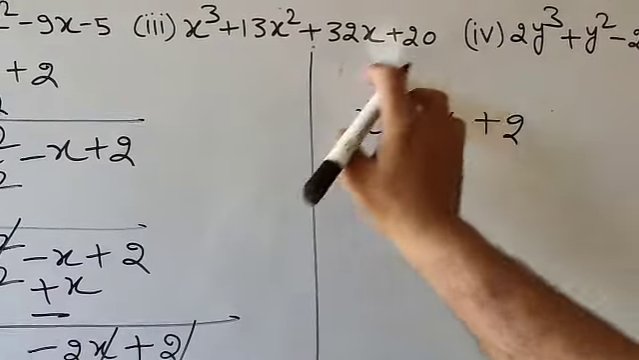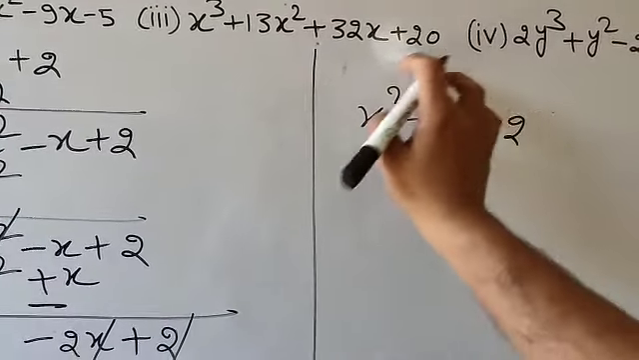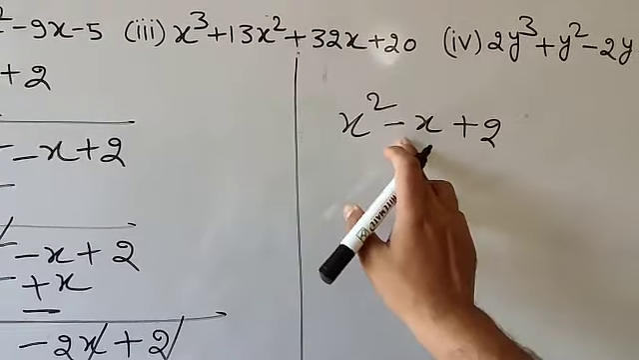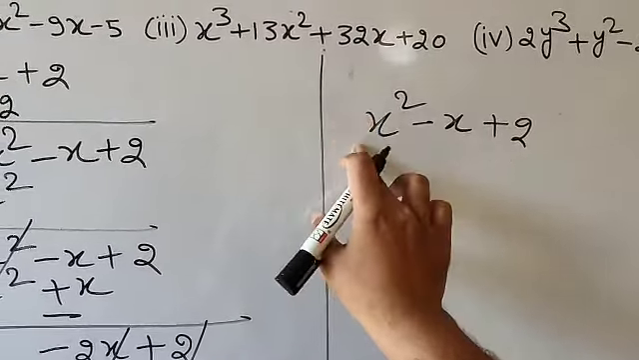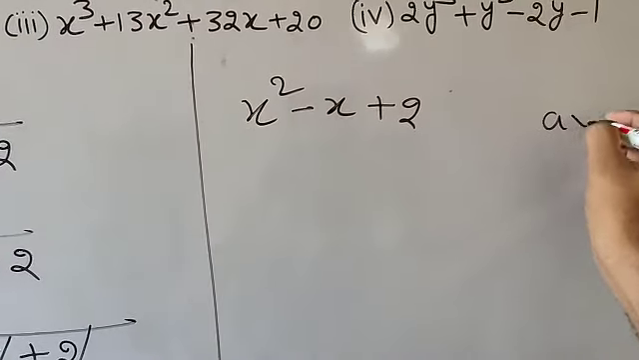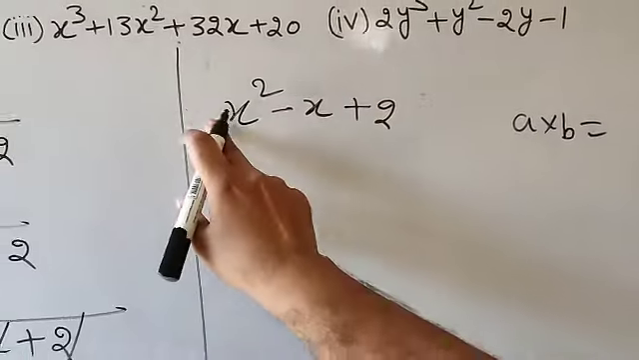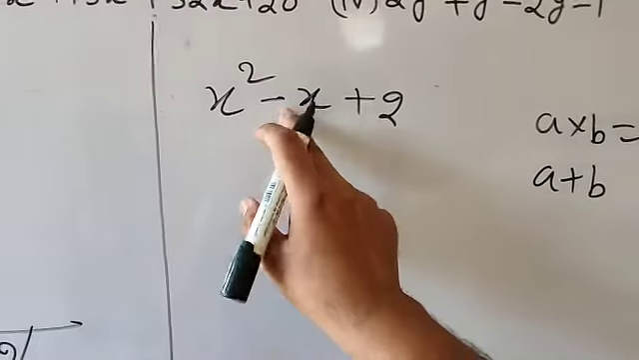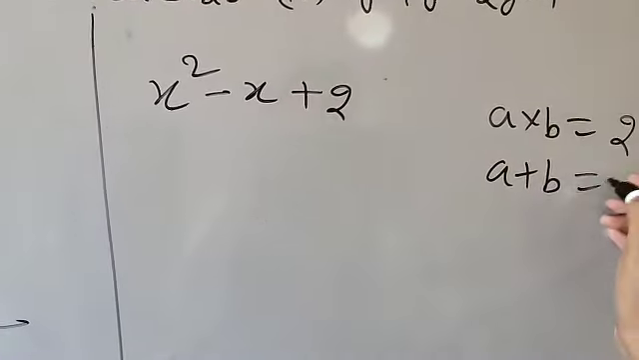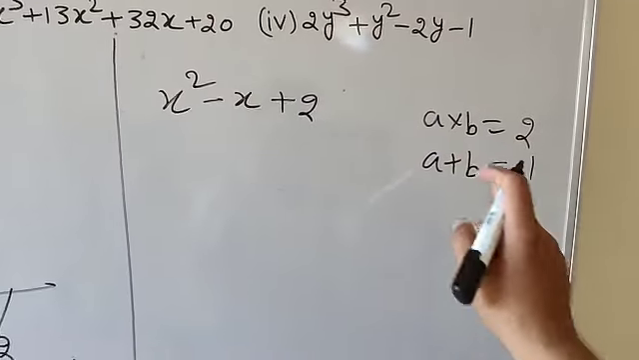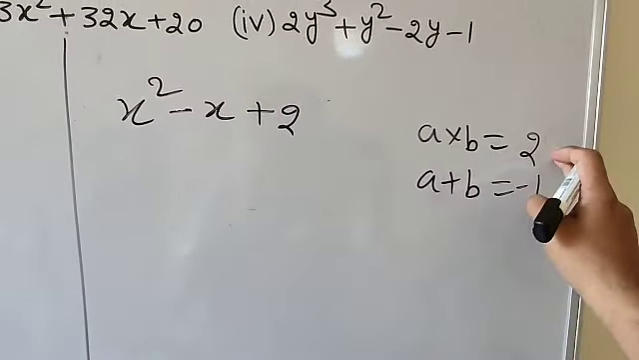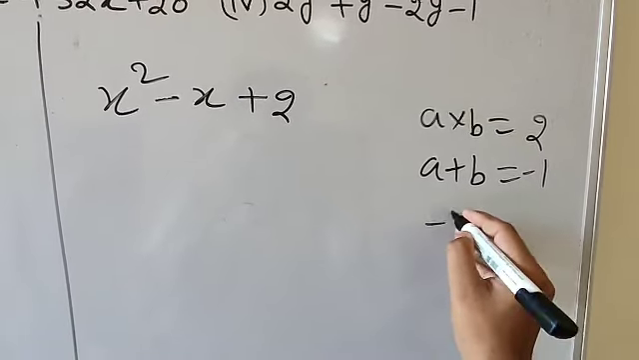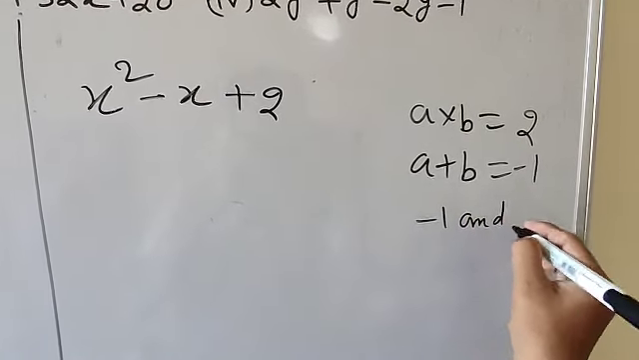Now you need to factorize this polynomial by splitting the middle term. So again you need to factorize this by splitting the middle term. So here there is no any number, it means 1. So you need to find the two numbers whose multiplication equal to 1 into 2, 2, and whose addition equal to a plus b equal to, here it is minus 1, so minus 1. So find the two numbers whose multiplication is plus 2 and addition is minus 1.